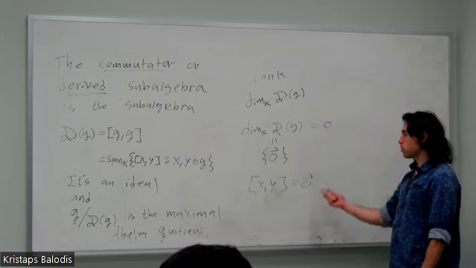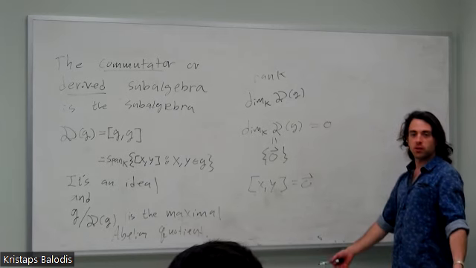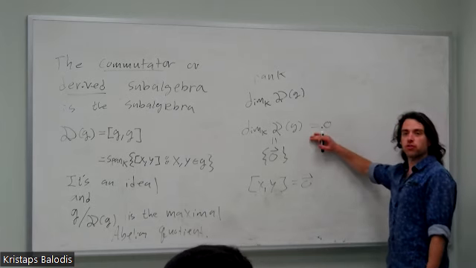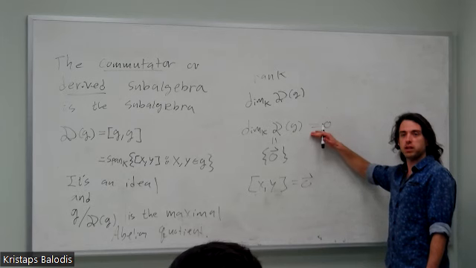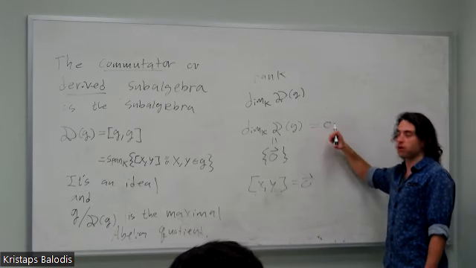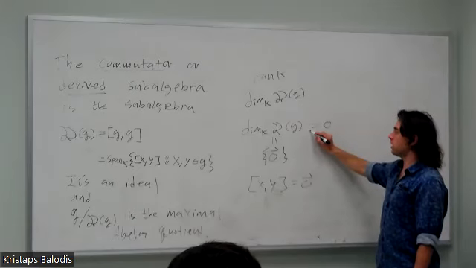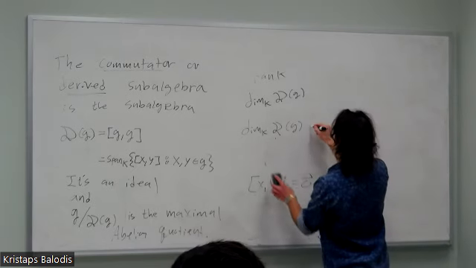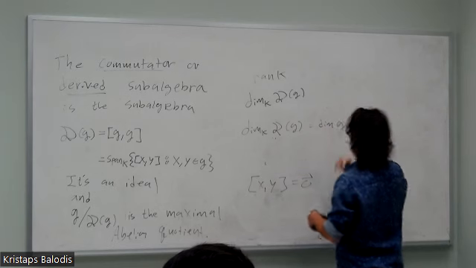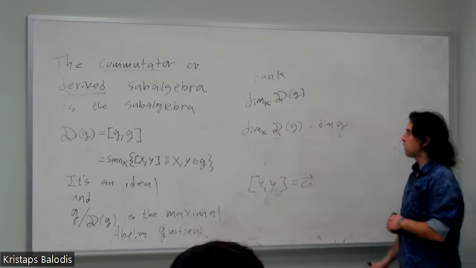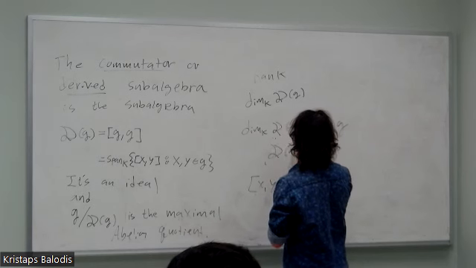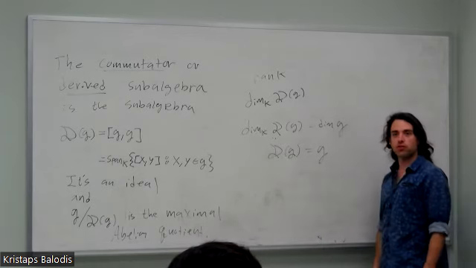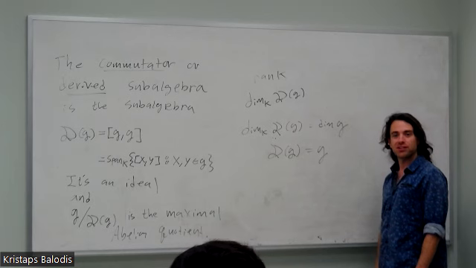Well, if all of our brackets are the 0 vector, what does that mean about our Lie algebra? It's abelian, right? So in some sense, this is a measurement of how abelian or non-abelian our Lie algebra is. The largest this number could possibly be, because it's a subalgebra of G, is G itself, and that would only be the case when the commutator is equal to G. So in some sense, this is as non-abelian as possible.